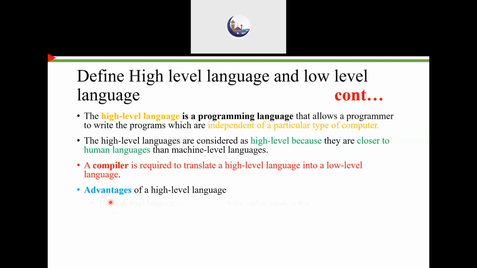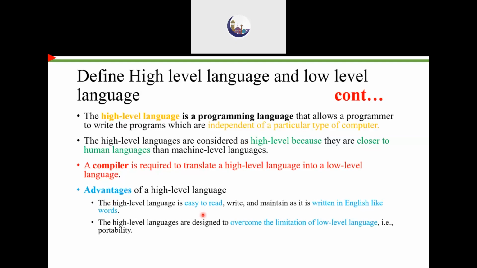What are the advantages of high level language? First, it's easy to read and write because we use commonly used English language. It overcomes all the limitations of low level languages, and the portability issue. Portability means you develop the program once and it will run on different computers. Whereas if you write the same program in machine language, that program will not work for different companies. You have to define it once again, which becomes a very difficult task.